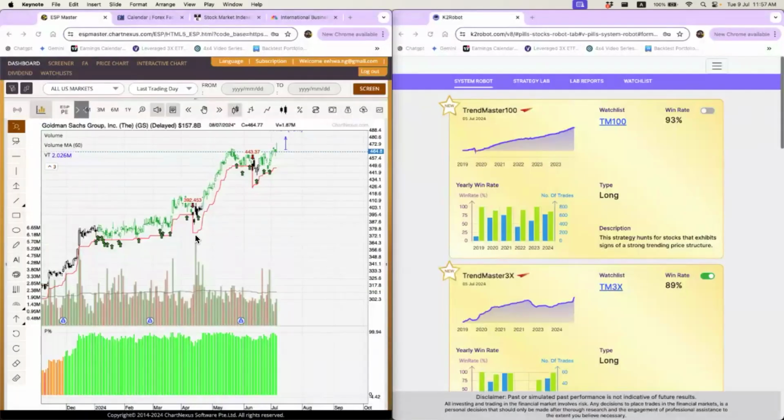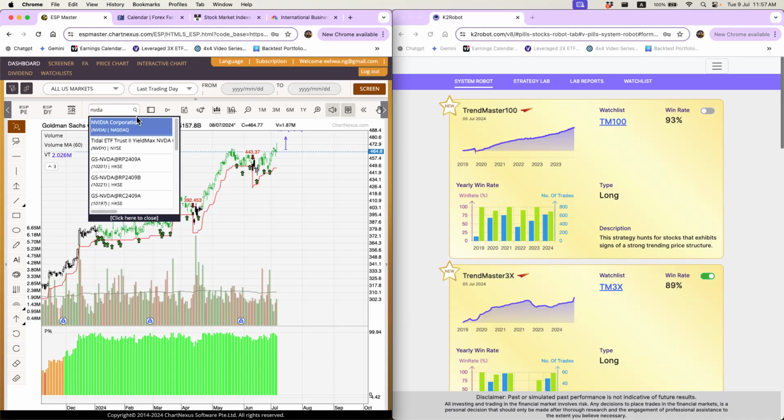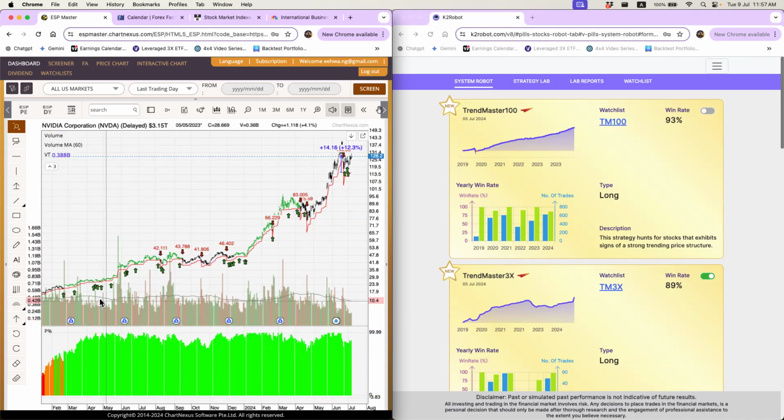Right, so I hope this gives you an idea of how the TrendMaster strategy works. You can go to any stock, guys. Let me see how I maneuver this. Okay, I need to move this. Okay, there you go. If I go to any stock, for example Nvidia, which has been very strong recently, you will see that it is inside the green zone, and all these green arrows are opportunities to buy.